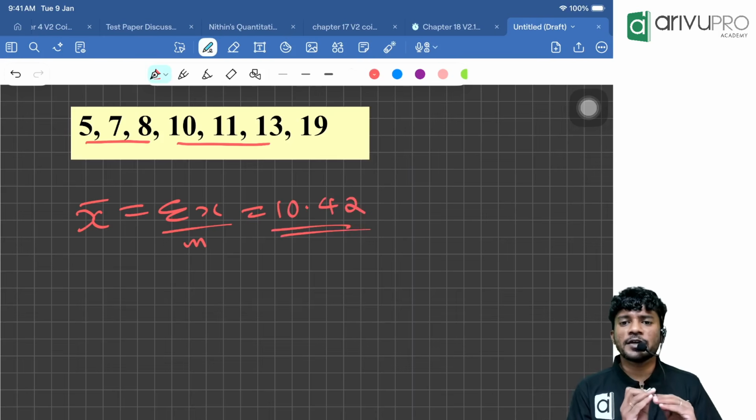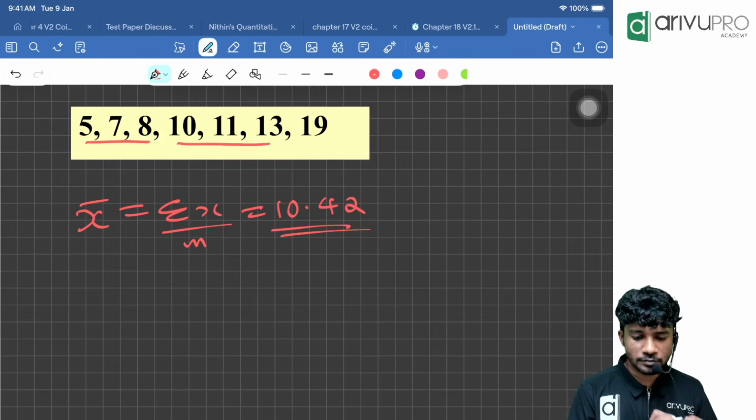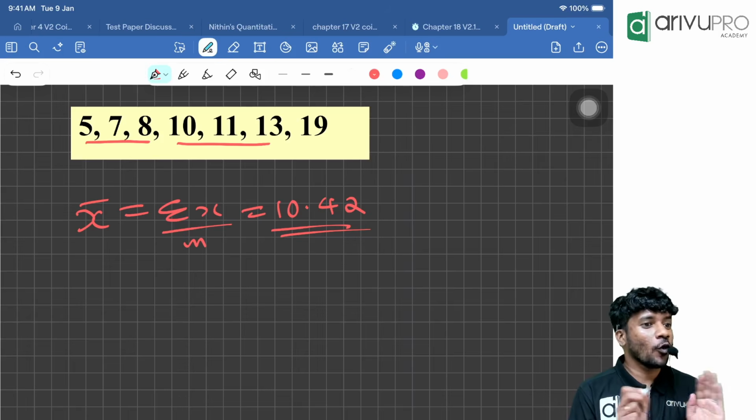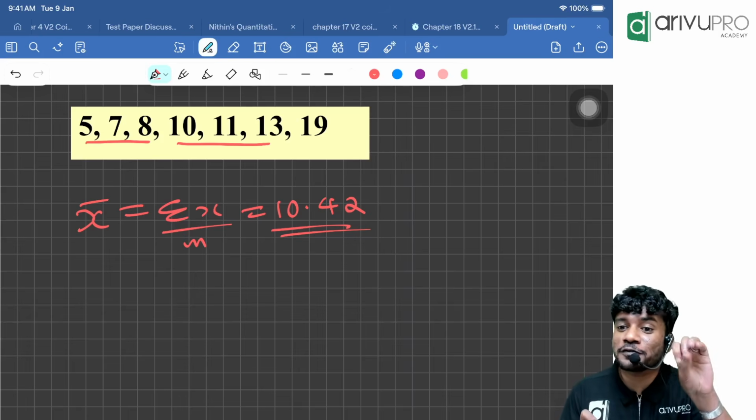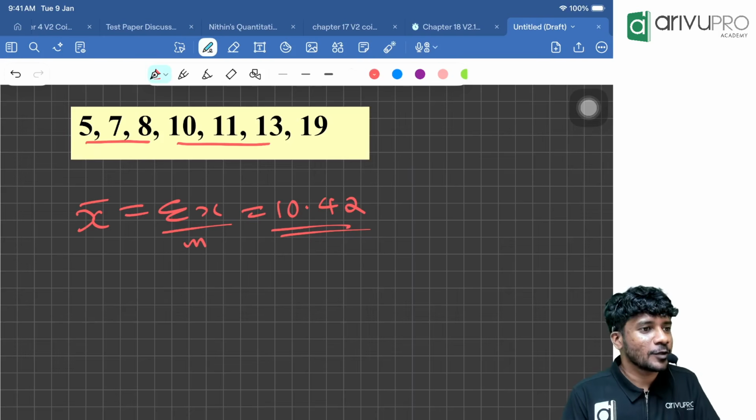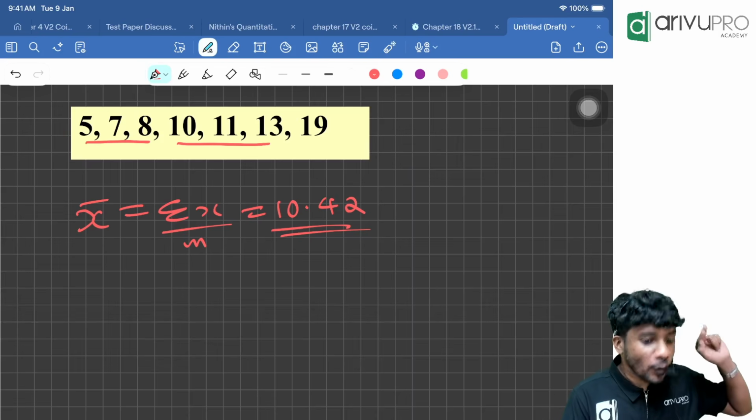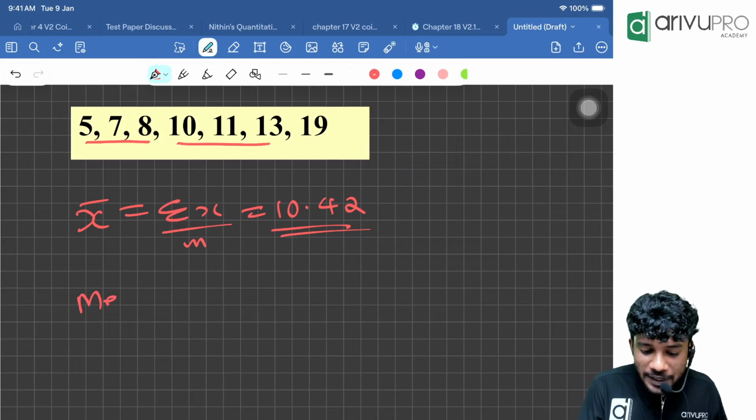Can anyone tell me what is the mode? Is there any mode? No mode. Why? Because none of them are repeated. Then we need to go for the second measure. Who is that? We need to find the median.